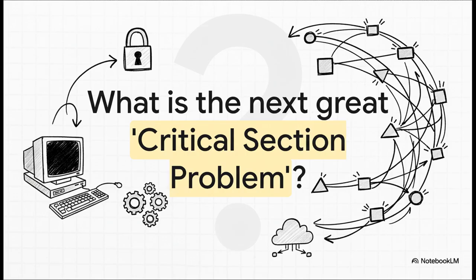And that really leaves us with one last big question to chew on. These problems, managing shared resources, creating virtual spaces, we figured them out for single computers decades ago. But now, as we move into this wild future of IoT, with literally trillions of connected devices all trying to coordinate and share data, what's the next great critical section problem going to be? What's the next big synchronization challenge for humanity to solve? Something to think about.